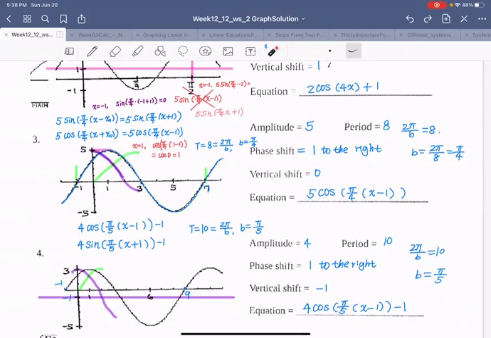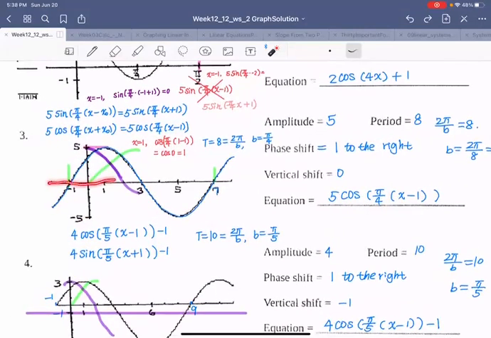Ling Lu, let's first figure out the things that we already know, okay? For this, what is the amplitude? The amplitude is, since the midline is at 0, the amplitude would be 5. Good. Can we figure out how to calculate the b value?